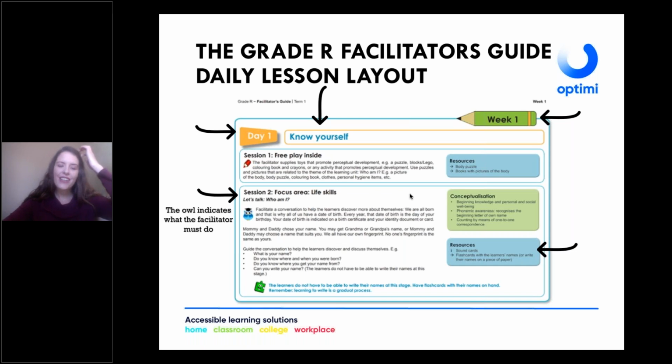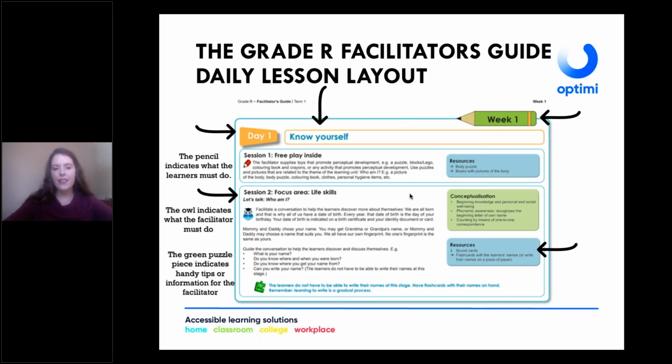Okay, now let's have a look at the symbols on the page. I also think this is a great add-on. The blue owl indicates what the facilitator must do. The pencil tells you what the learner must do. And then the green puzzle gives the facilitator a few handy tips and additional information regarding that lesson. So please do have a look at those symbols on your page to also guide you on what's happening and to give you a clear instruction of who needs to do what.